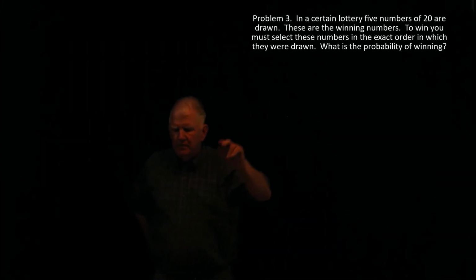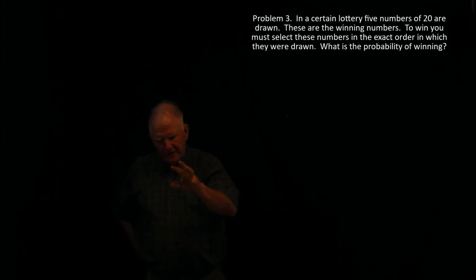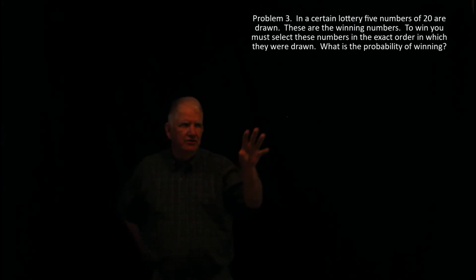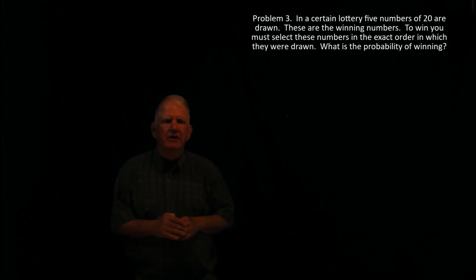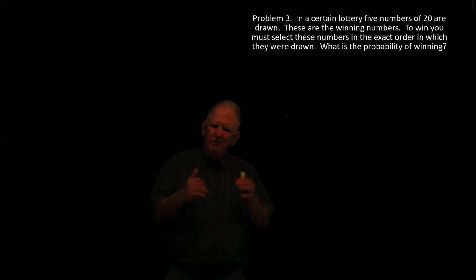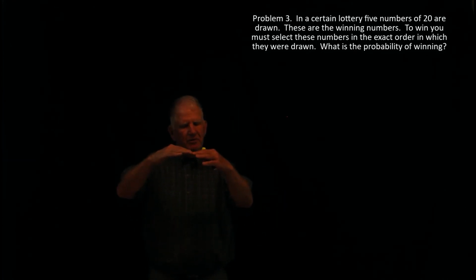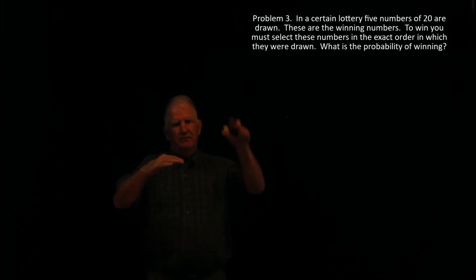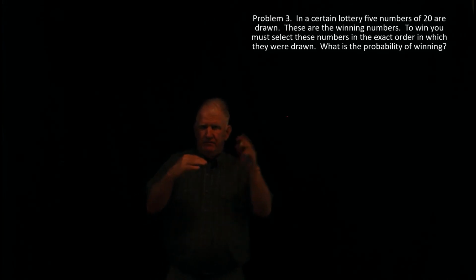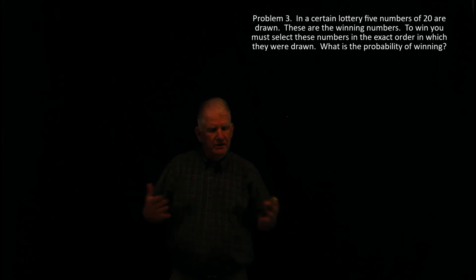All right, let's take on this third problem, which makes use of combinations and permutations to calculate probability. Permutations and combinations are about counting, but probability is about counting, right? All of these probabilities are ratios. They're the number of outcomes in an event divided by the number of outcomes in the sample space.